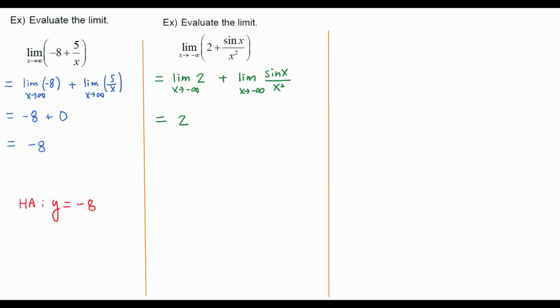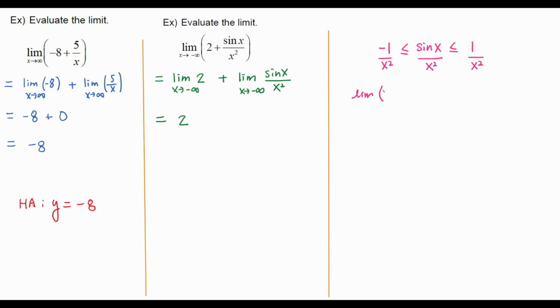As you know, the sine function's range is from negative 1 to 1. And since x is going to negative infinity, x is not 0. So when you square it, x squared will be for sure positive. So we can divide all three sides by x squared, and because it's a positive value, it will not change the inequality. And now you can use the squeeze theorem.